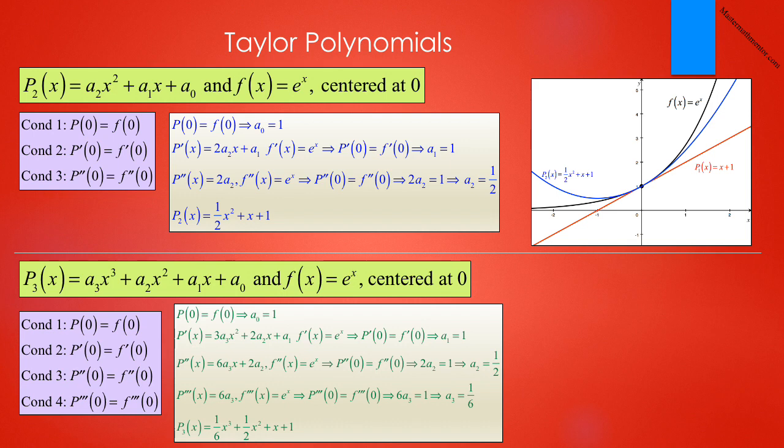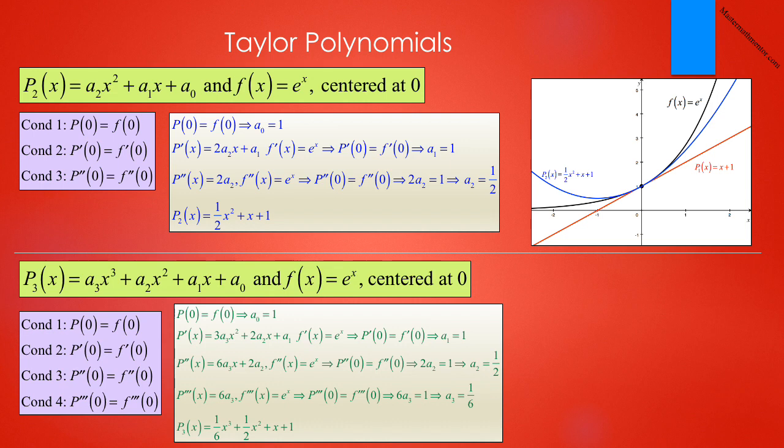On the second condition, P prime of x equals 3A3x squared plus 2A2x plus A1. F prime of x is still equal to e to the x, and therefore P prime of 0 equals f prime of 0, and A1 is equal to 1. For the third condition, P double prime of x equals 6A3x plus 2A2. F double prime of x is equal to e to the x, and therefore P double prime of 0 equals f double prime of 0 means that 2A2 is equal to 1 and A2 is equal to 1/2. Notice that these coefficients have not changed from problem to problem.